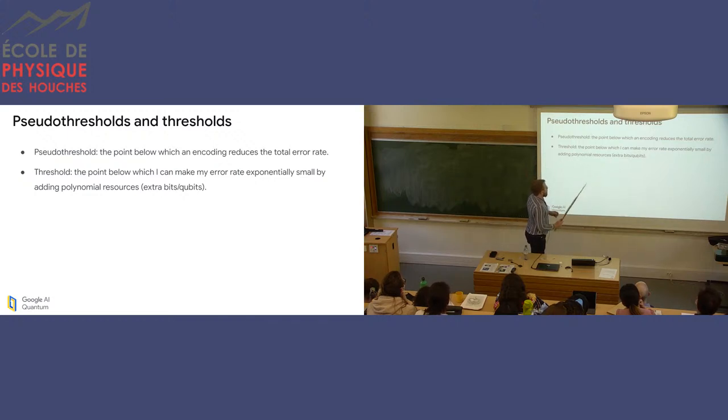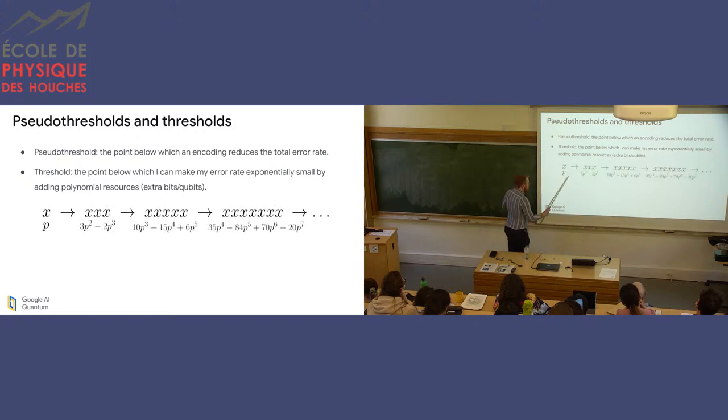And so the threshold is a point below which, as I make this larger and larger, I can make my error rate as small as possible with only small polynomial resources. Something to note here is that when I talk about it being exponentially small, these are just the failure rates of these different codes. You can see that I go from p to leading order p squared, to leading order p cubed, to leading order p fourth, and so on. So my logical error rate is decreasing exponentially in the code distance. That's great, that's what we want. If I can kill my logical error rate exponentially, I can maintain an exponential advantage on a quantum computer. And the threshold is the point at which you can do that.